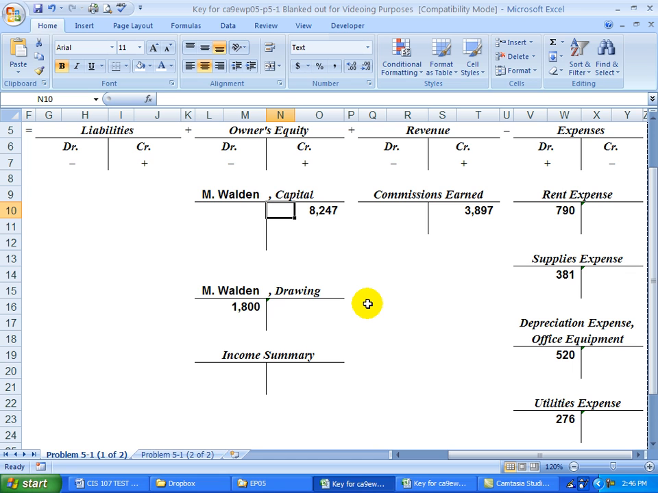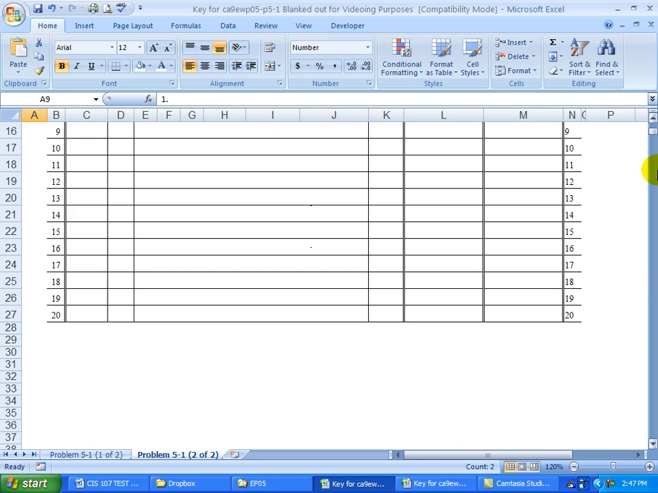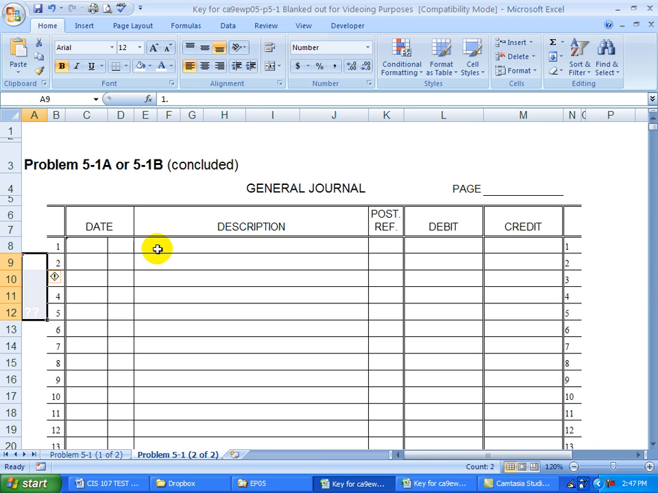So keeping in mind that when you close an account, you make the balance go to zero and you transfer that balance somewhere else. We can't just do something with the T accounts. We must first use the general journal. So I have this to reference, but we're going to go now to the journal page in your workbook. And this is the closing entries.